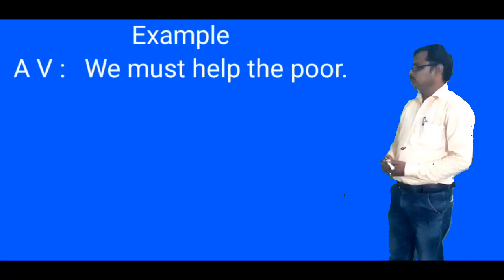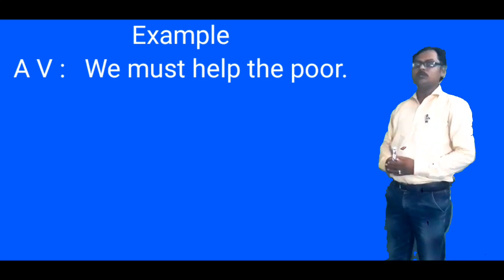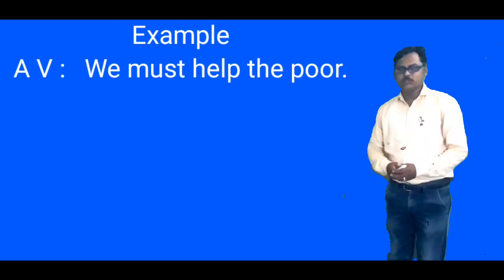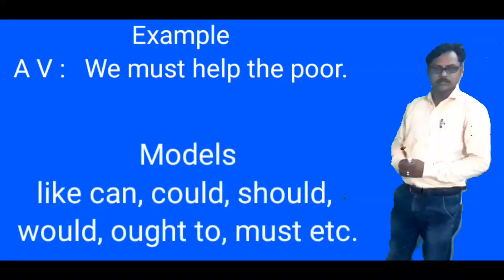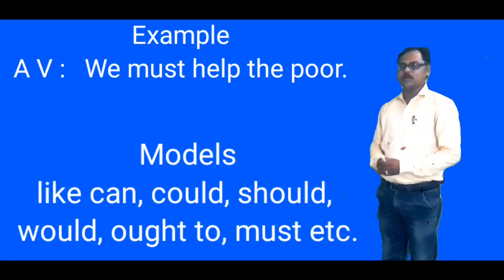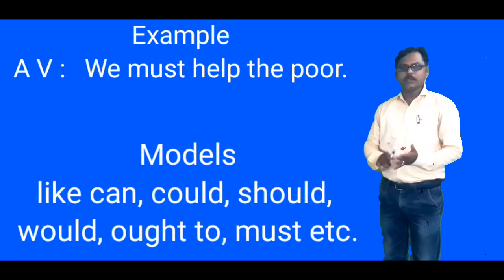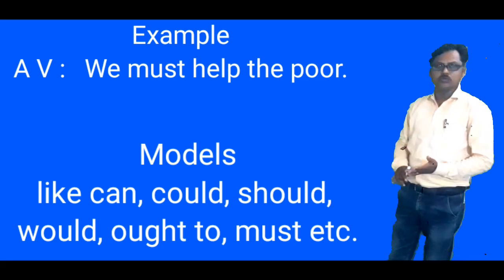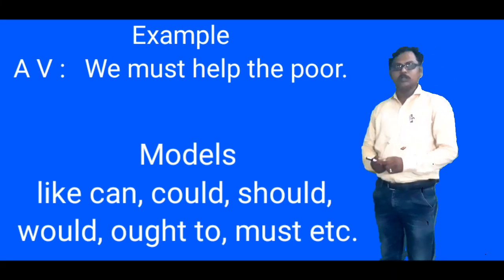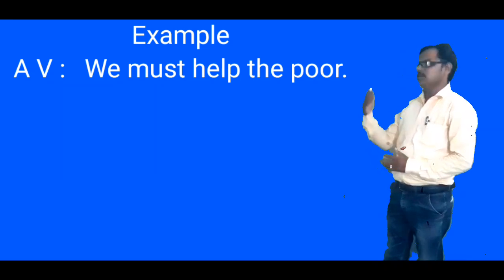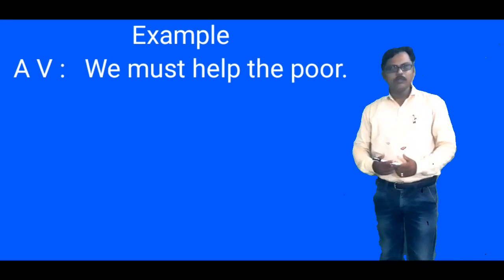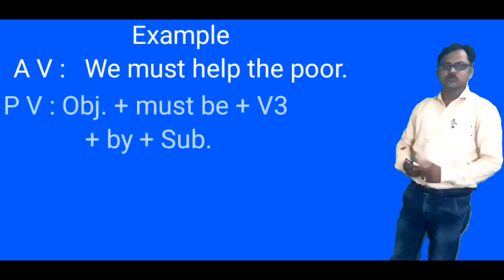We will take one example: we must help the poor. Here, must is used as a modal. We know that the modals are can, could, may, must, might, ought to, need, dare, used to. When a modal comes in the sentence, how can we change it into the passive construction? It is very simple.